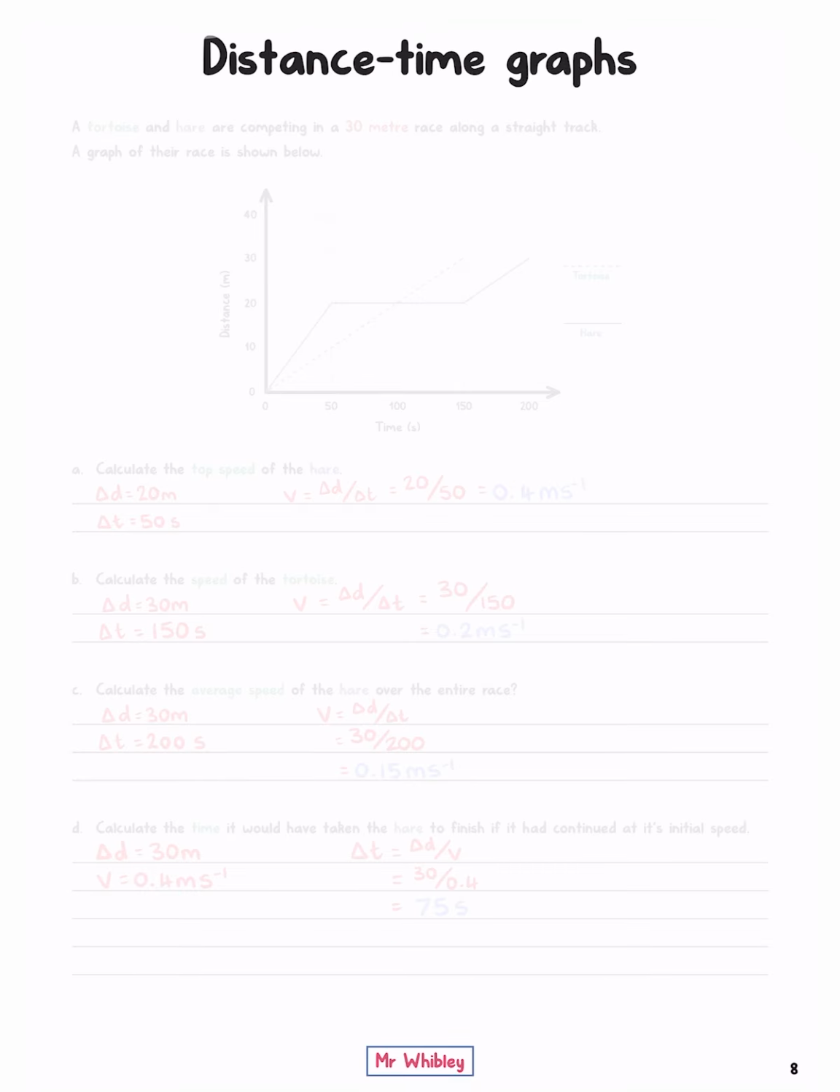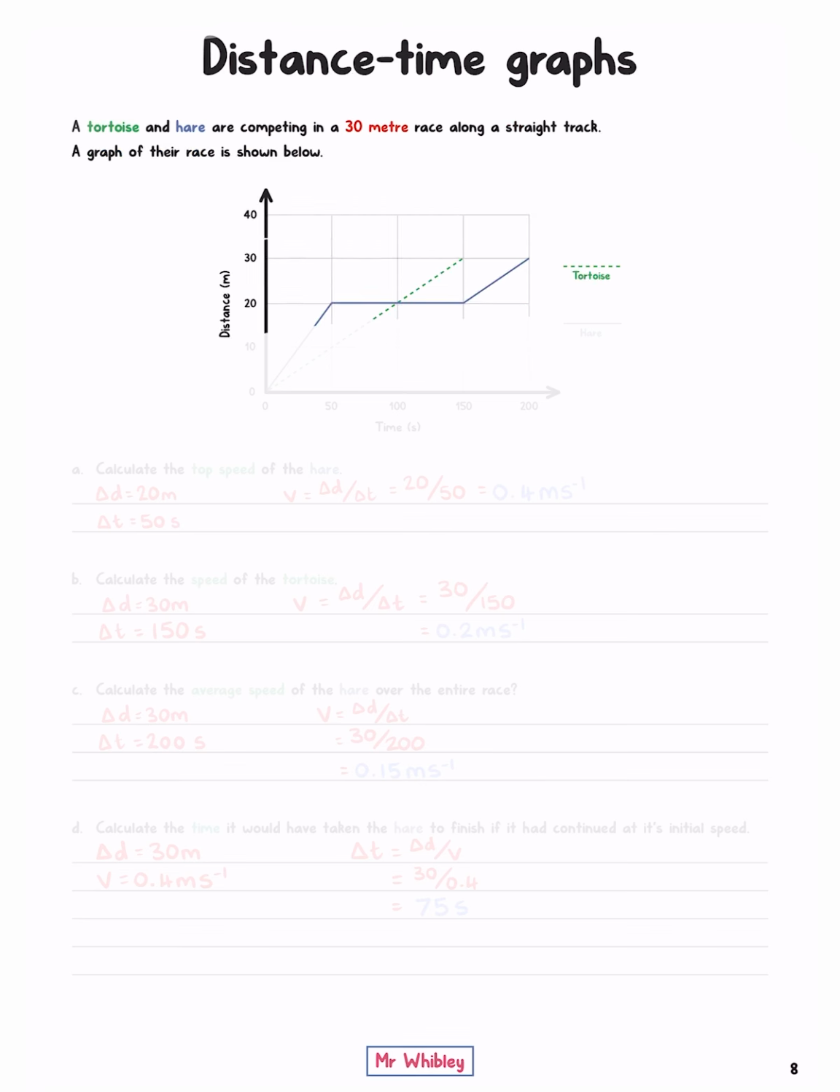Distance time graphs. A tortoise and hare are competing in a 30-meter race along a straight track. A graph of their race is shown below. Calculate the top speed of the hare.